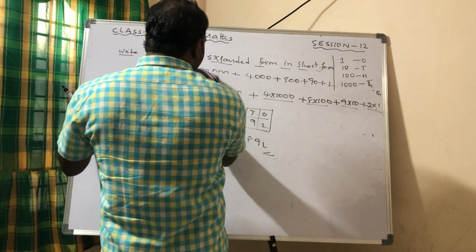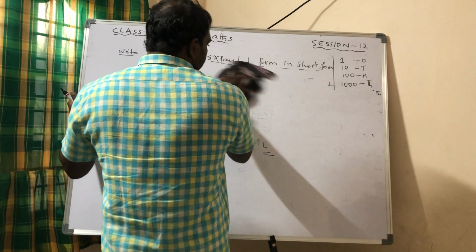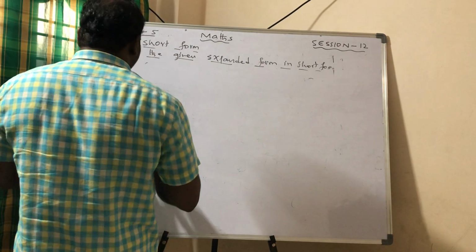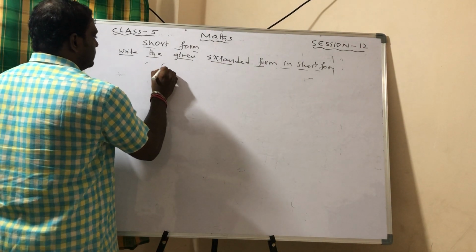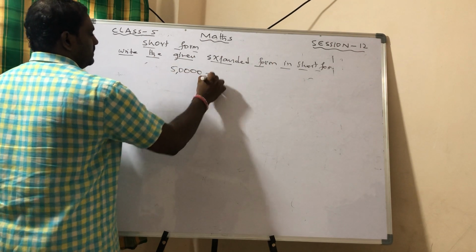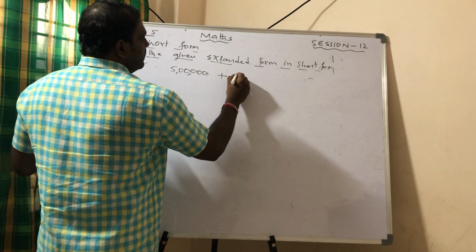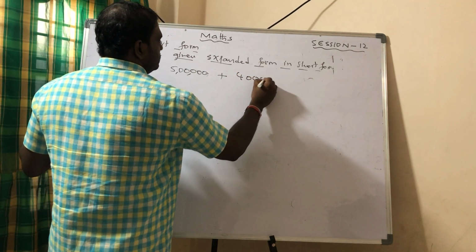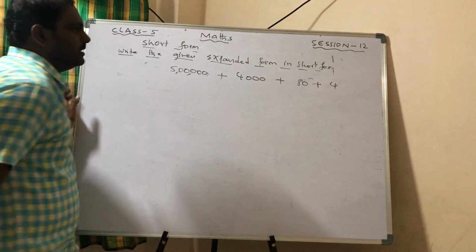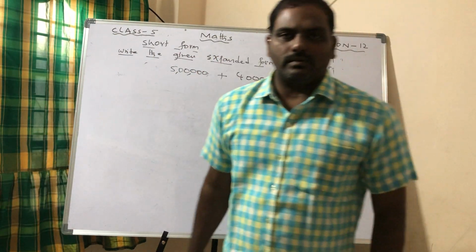Now let's give some tough, tricky question, that is, if some numbers are excluded. Look at this question. Write in the short form. 5 lakhs, 4,080 plus 4. Suppose this is given. All the students, what they will write, they will take 4 boxes only.